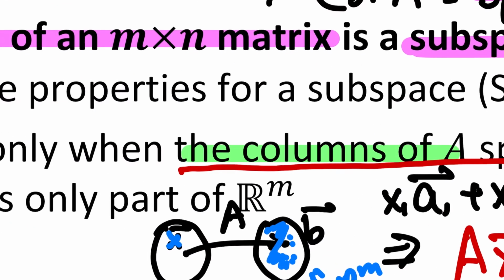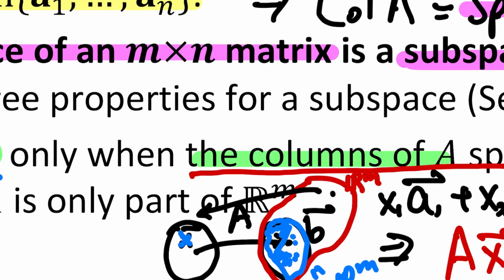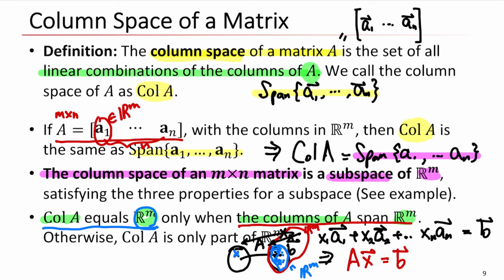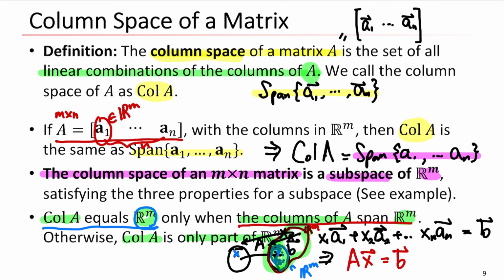Otherwise, if there is the R^m space here and the possible vector b here, and there is some point that doesn't have a solution, then in this case the column space of A is only part of R^m. So the column space of A is a part of R^m. Okay, so this is the property of the column space.